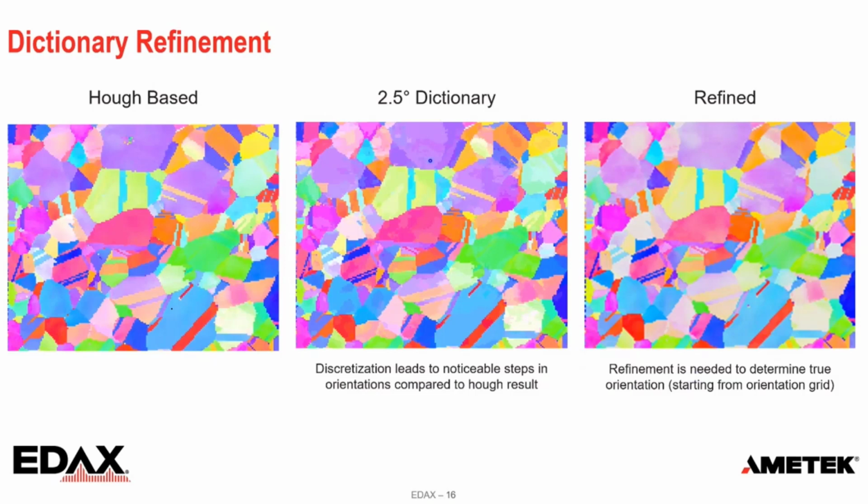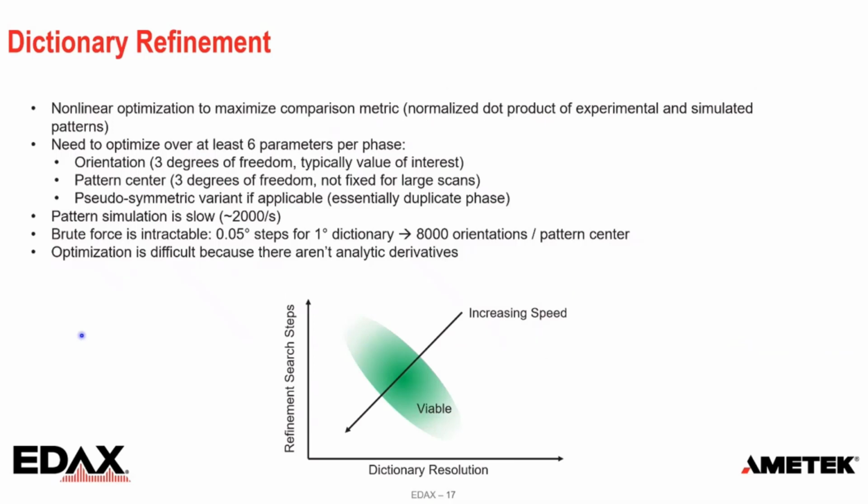And then, like I said before, you have to do this refinement step because you're just finding the closest grid point. So you then have to do basically a nonlinear optimization for each point to get rid of these steps or mosaicing, if you can see here, to get a nice smooth result that's equivalent to the Hough indexing result. And the way that this works is you have to optimize normally not only for your 3 degrees of orientation freedom, but also for the pattern center, because for larger scans, you expect to have a shift in pattern center over the sample. And this can be pretty slow.